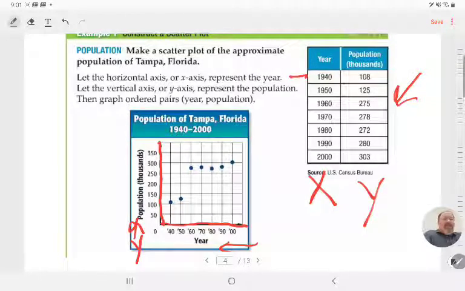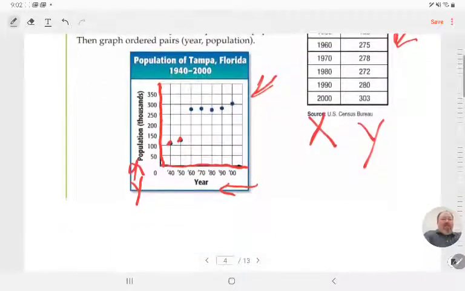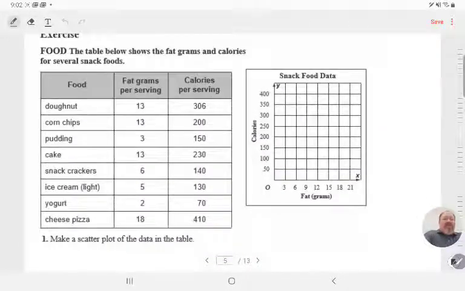So 1940 and 108. This is 1940, that's about where 108 would be, and plot it. 1950 and 125. Again, this is where 1950 is, and this is about where 125 would be. And you could continue on and put all of those points in, and this would be your scatter plot. Okay? All right. So here's an example. You can pause and try this. Come back, see how you did. This is on your notes.